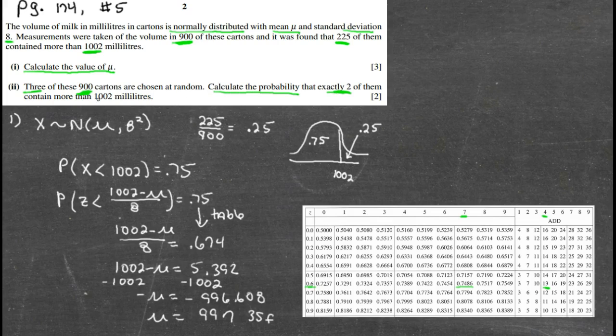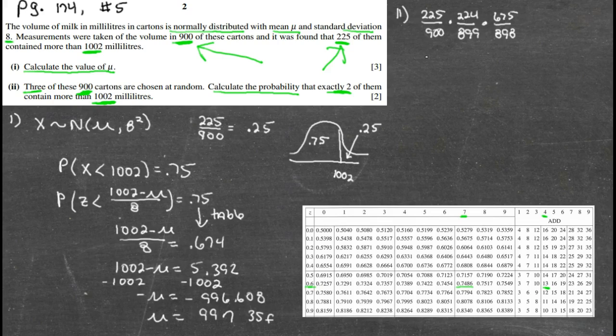Now let's take a look at the second part. 3 of the cartons are chosen. Calculate the probability that exactly 2 of them are more than 1,002 milliliters. Well, we know 225 out of the 900 are more than that. So that's our probability. And then when we pull out, it's basically like pulling marbles out of a bag. There's 225 of them that I'm interested in out of the 900. And then when I pull one out, there'll be 224 that I'm interested in. And now there's 675 that I'm not interested in out of the 898.